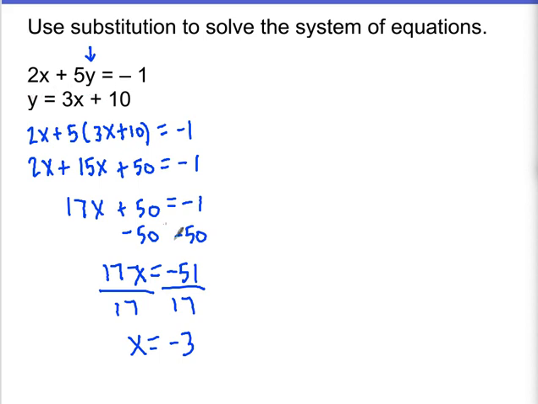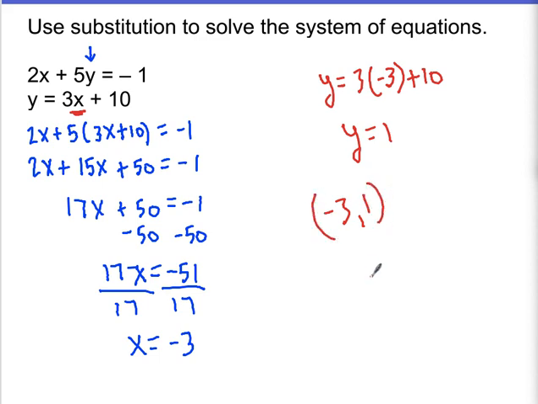Now y equals 3x plus 10. I know that x equals -3, so I'm going to substitute in right here for x. Y equals 3 times -3 plus 10. 3 times -3 is -9. -9 plus 10 would be 1. Y equals 1. So -3, comma 1 is our ordered pair. All right, couple more. Stick with me, guys. We're just about there.